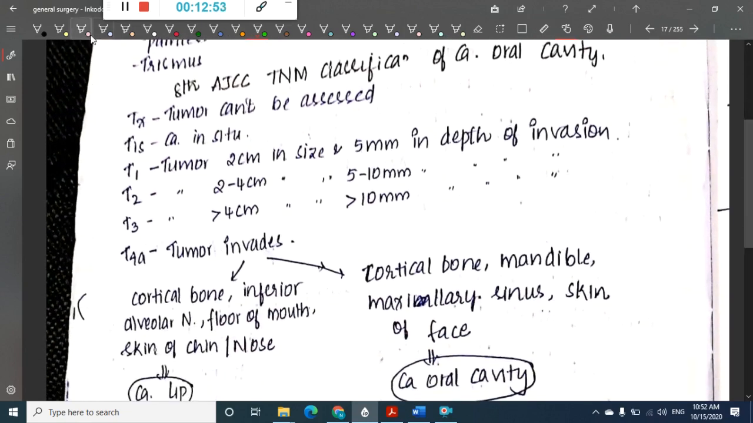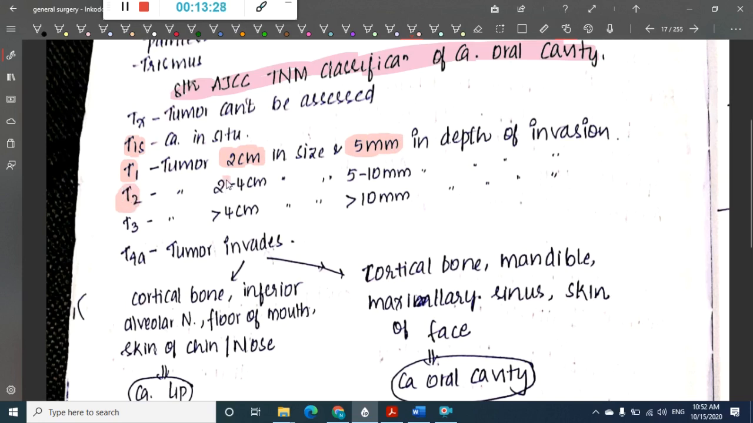Then we have something called the 8th AJCC TNM classification for oral cavity carcinoma. According to this 8th American Joint Committee on Cancer tumor, node, metastasis classification, we have the following. TX, tumor cannot be assessed. TIS, that is tumor in situ. T1, in this the tumor is up to 2 centimeters in size and 5 millimeters in depth of invasion.